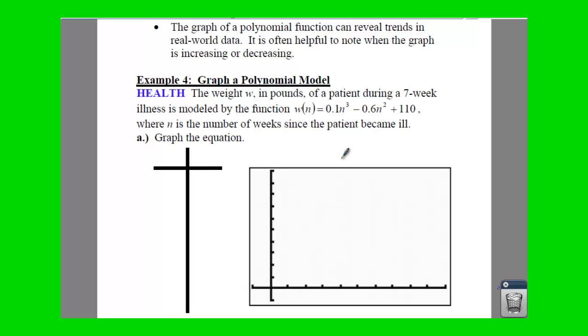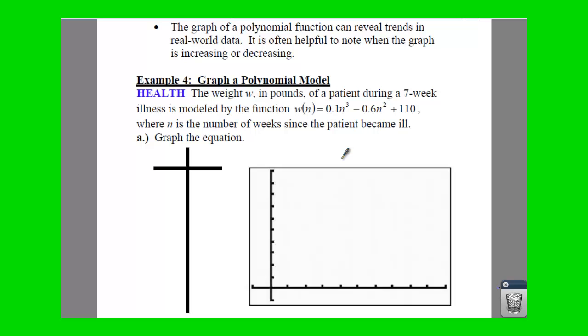For our last example, what we're going to do is graph some real world data. What? You mean we can actually use some of this math in the real world? Yeah, I know, it's weird. That's why it's called analyzing your polynomial functions, your graphs, because you're going to be seeing what they actually show you.